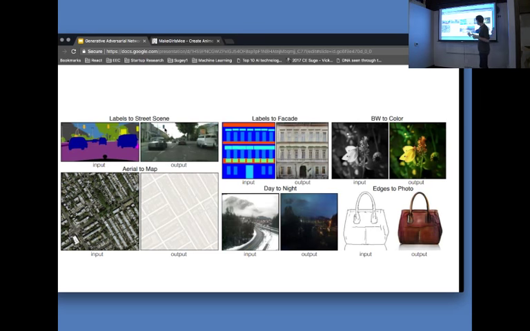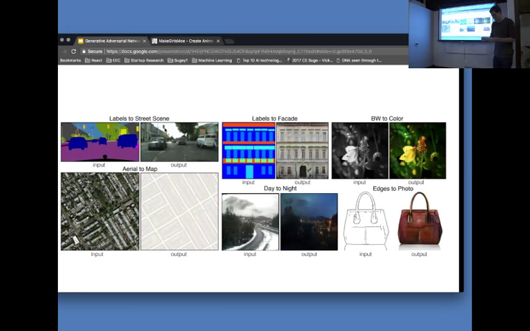We've got here day to night. So we took a day photo and turned it into night. Here we just drew some squares, and it turns it into a facade. And then same thing here. We have some basic shapes, and then it fills in all the details of a car scene.